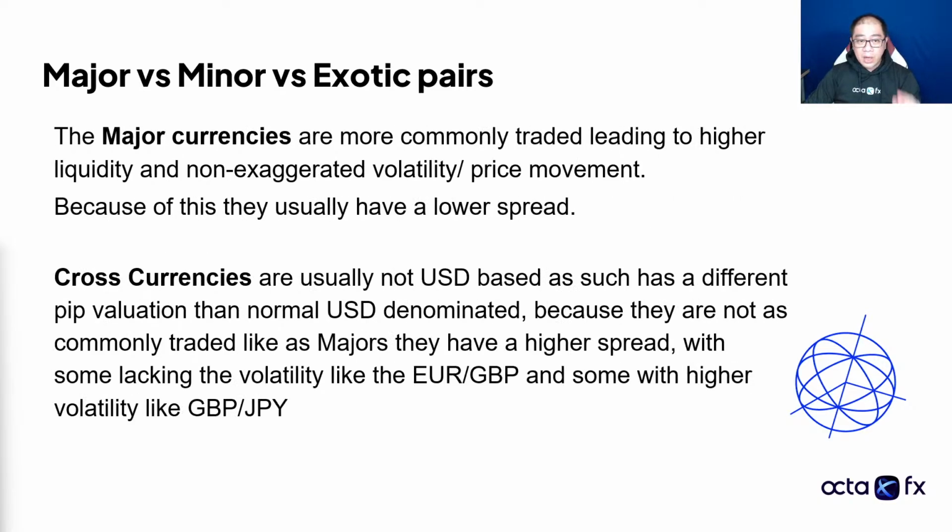Okay, so the major currencies are more commonly traded, leading to higher liquidity and non-exaggerated volatility in the market. So they are typically more stable. Because of this, they usually have a lower spread or lower cost of entry or trade. Cross currencies are usually not US dollar based, as such they have a different pip valuation than normal US dollar denomination. Because they are not as commonly traded as majors, they have a higher spread, with some lacking the volatility like the euro pound, and some with higher volatility like the sterling yen.